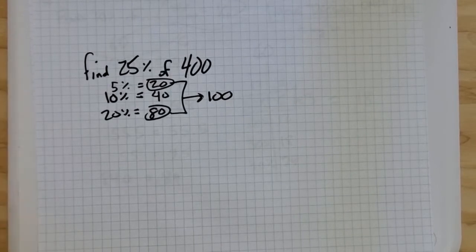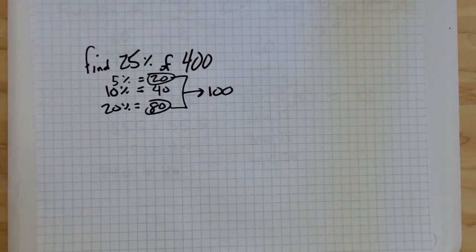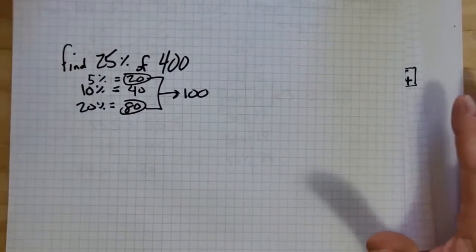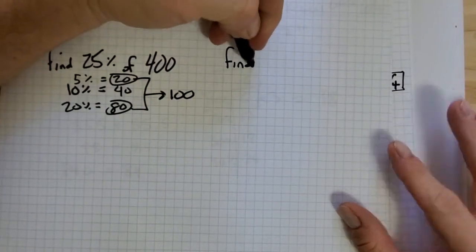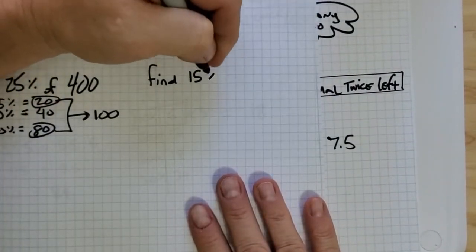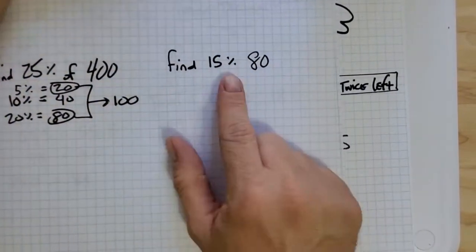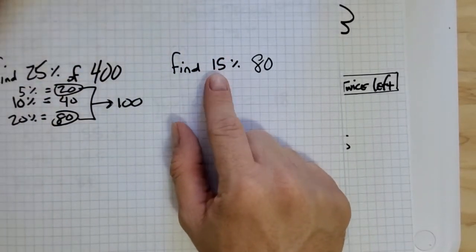It's one way to do this, and it helps you get more familiar with percents, and it helps you be quicker at calculating, and maybe quicker at checking your answers. Let's say I were to ask you to find 15% of 80. Well, what could you do? You could find 5% and then 10% and put it together.